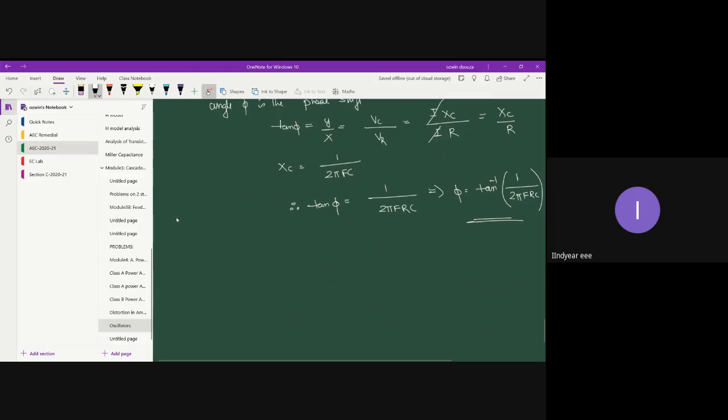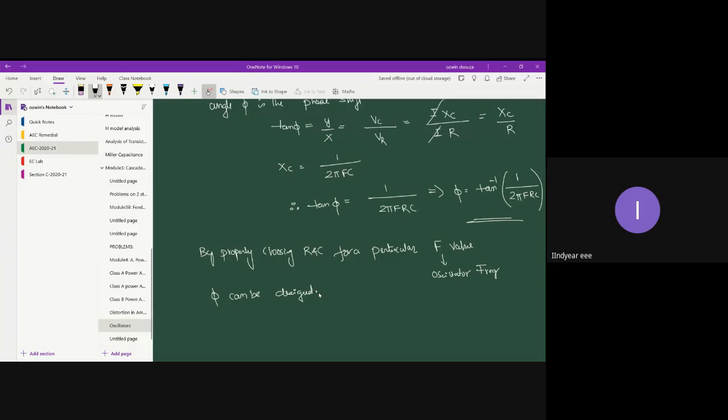Okay. So by properly choosing R and C values for a particular F value, where F is the oscillator frequency, remember, oscillator frequency, the phase shift phi can be designed. So this is how we fix the value of phi.